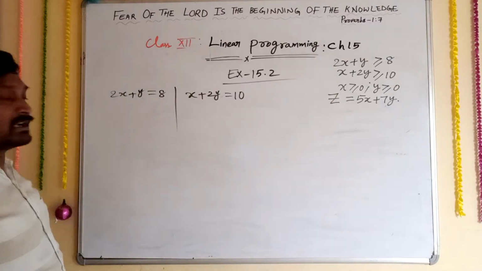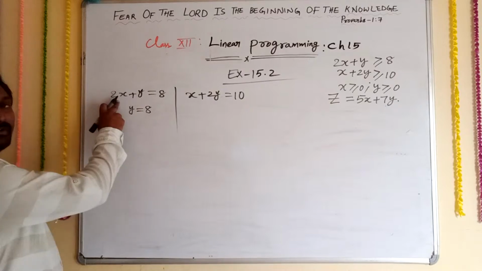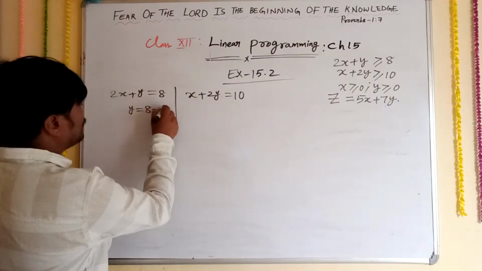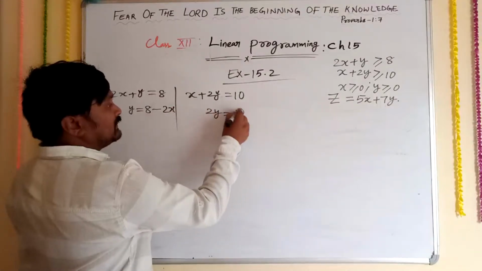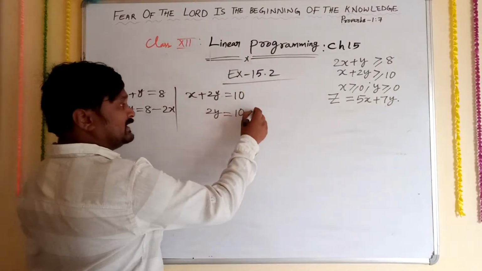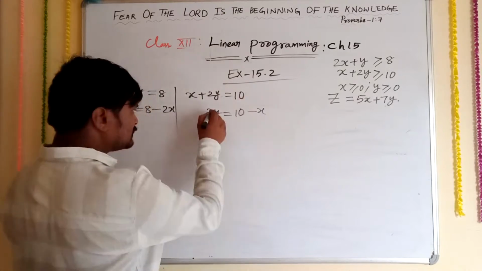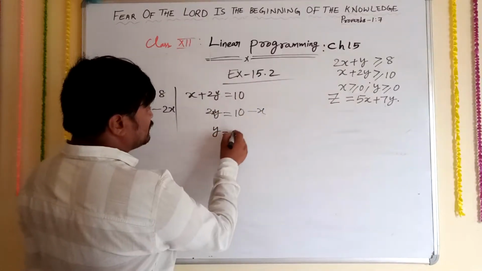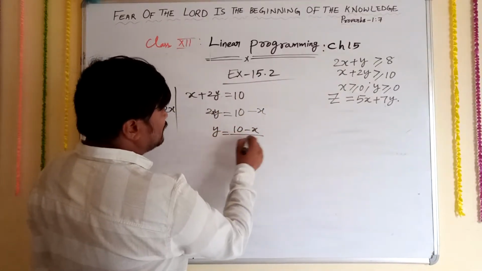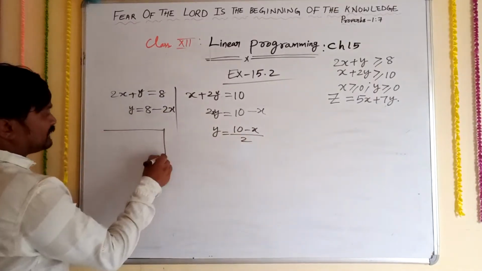The normal procedure for a graph. First, y is equal to 8 minus 2x, as 2x goes to that side. Now here, 2y is equal to 10 minus x, as x goes to that side. That procedure we can call transposition. Now 2 is multiplying, so it goes to that side as division. So y is equal to (10 minus x) upon 2. Okay.